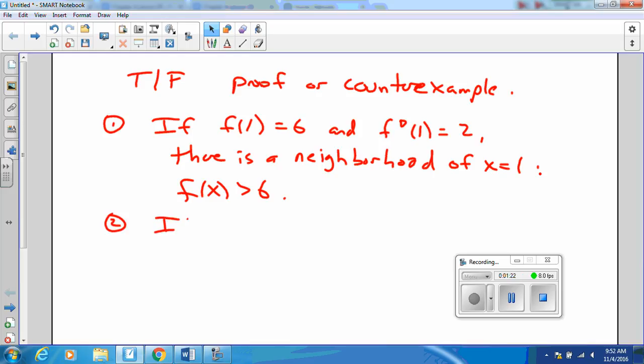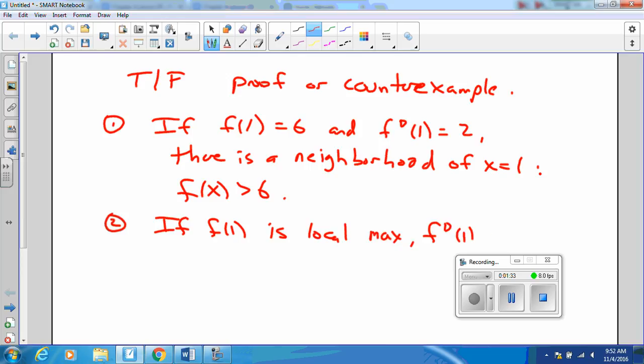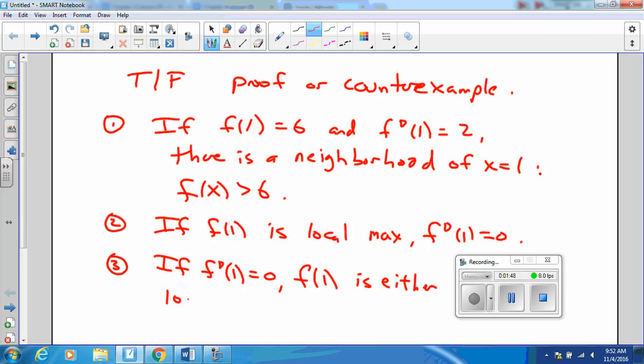Second question. If f of 1 is a local max, f prime of 1 equals 0. And third question. If f prime of 1 equals 0, f of 1 is either a local max or a local min. And those are your three true or false questions. Go.